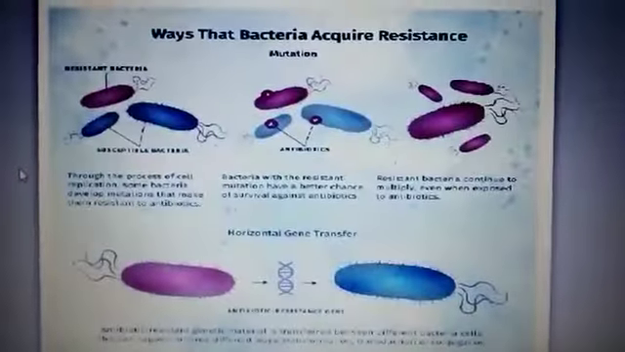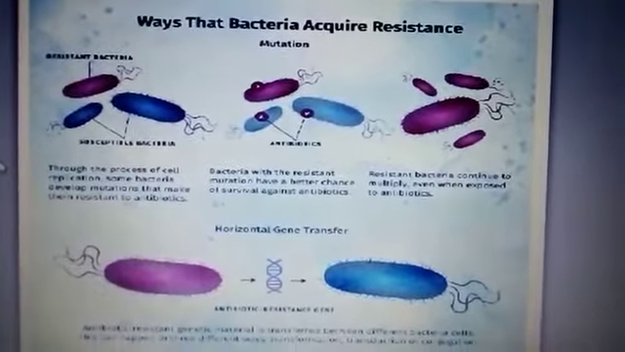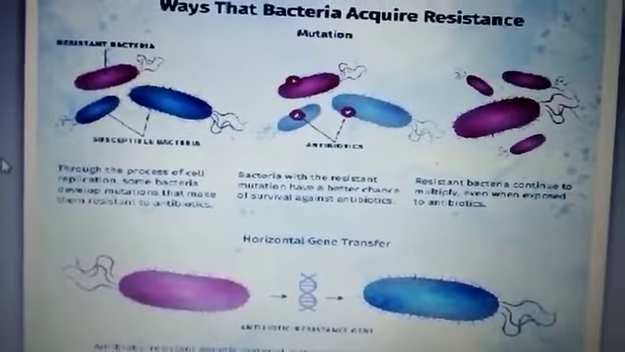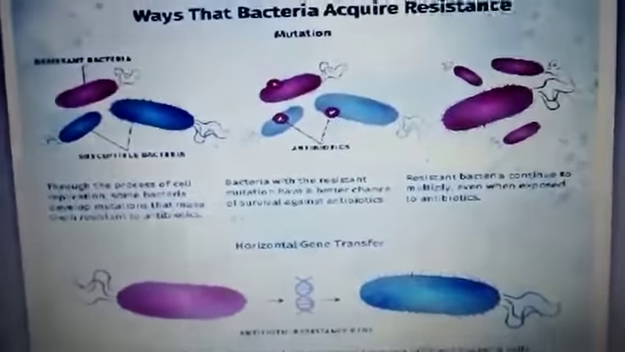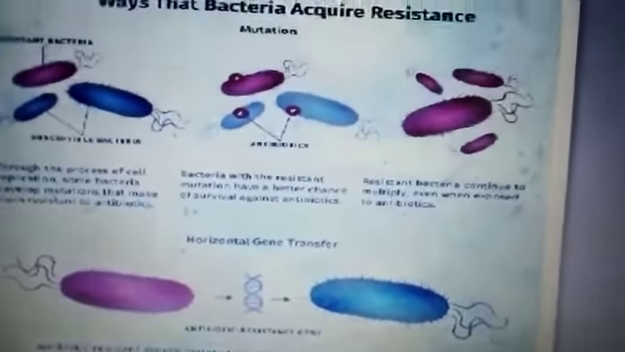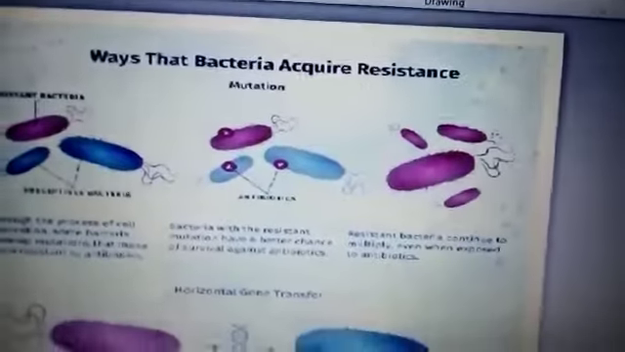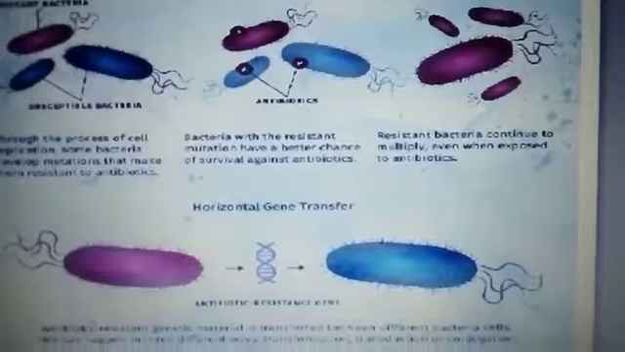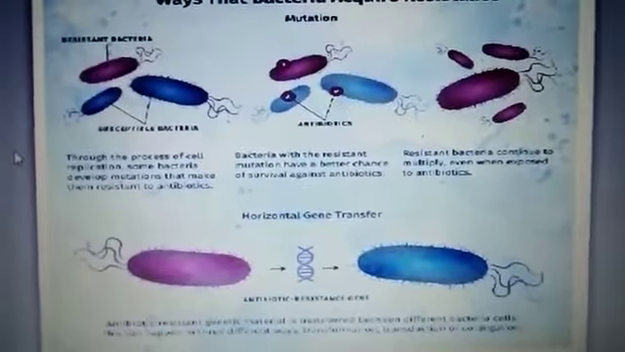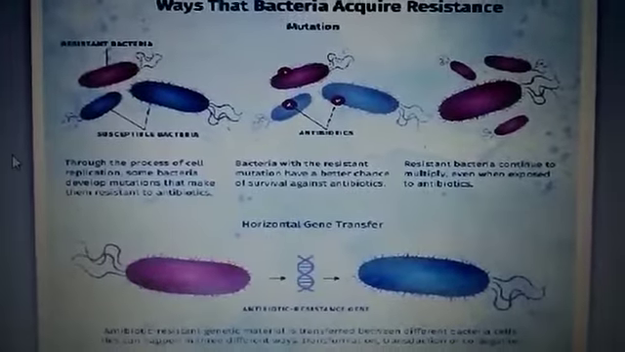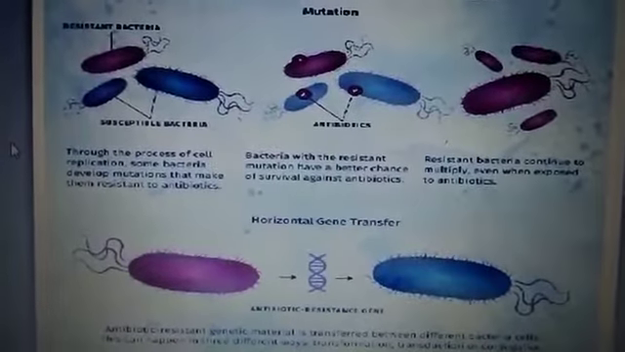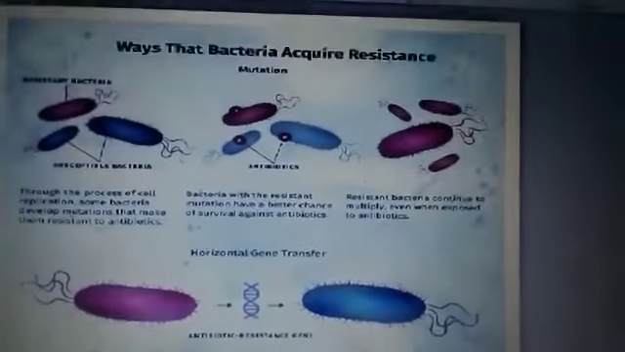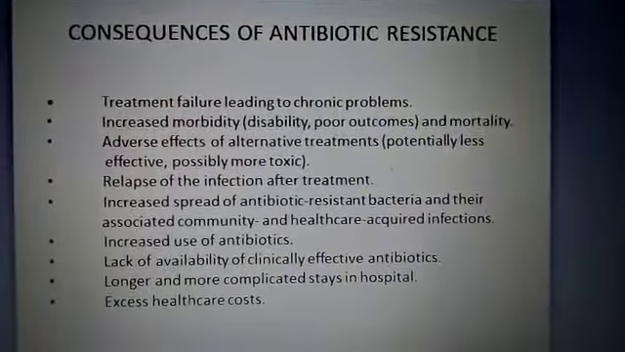Then, what are the ways by which bacteria acquire resistance? You can see here, resistant bacteria arise by mutation and horizontal gene transfer. So, two main reasons for bacterial resistance: mutation and horizontal gene transfer. So, here it comes. Take your own time and read it. As the video is getting longer, I cannot upload it.